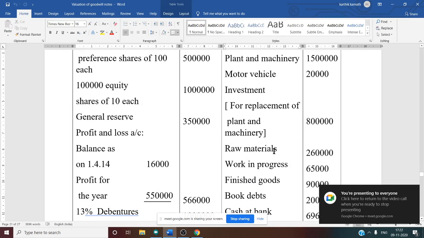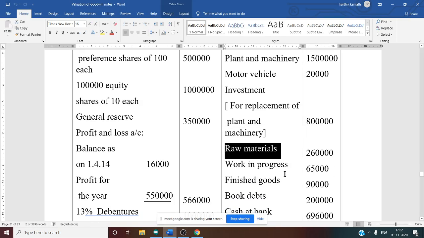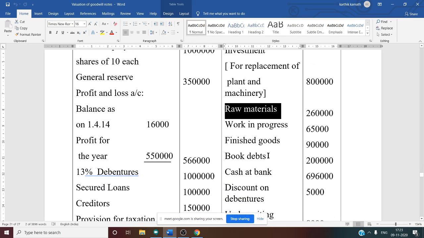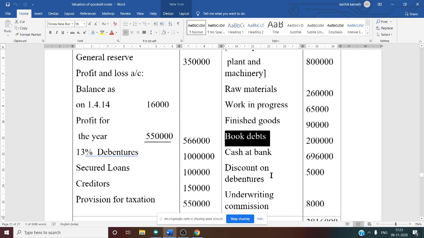Then raw material, they have said 2,60,000 appears. Then there is work in progress. What do you mean by work in progress? Work in progress means it is one kind of semi-finished goods. Half of the work is done, half of the work is remaining. So we can say that work in progress also comes under finished goods. Then book debts of 90,000 appear, current assets, and cash at bank appear.